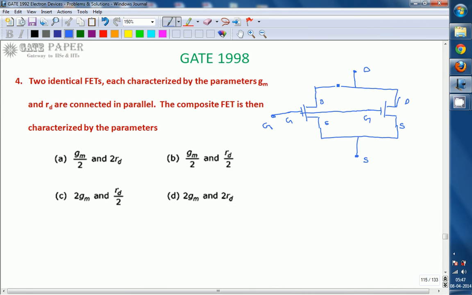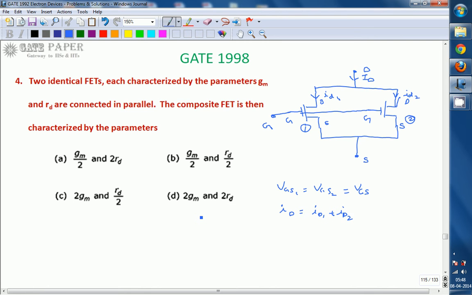Let us assume this is the overall current we are getting, ID, and this is the first MOSFET and this is the second MOSFET. The current flowing through this one is ID1, and the current flowing through this one is ID2, with RD1 and RD2 respectively. If you observe, VGS1 is equal to VGS2, which is VGS itself. The gate to source voltage for both transistors is the same. And we can write ID is equal to ID1 plus ID2.